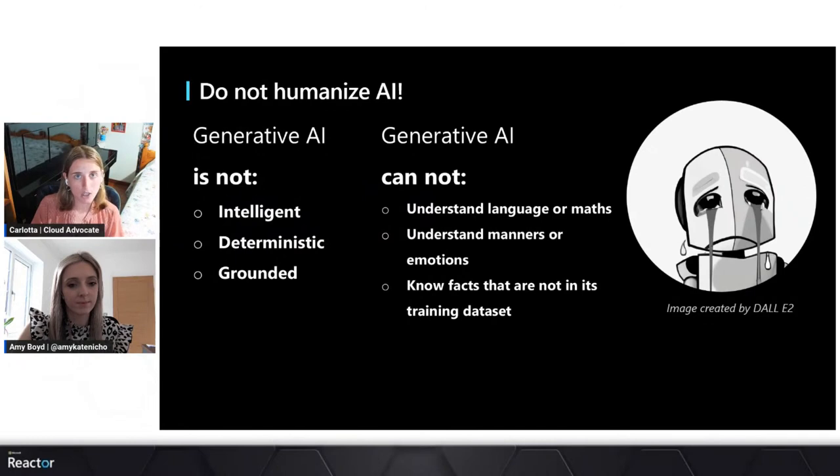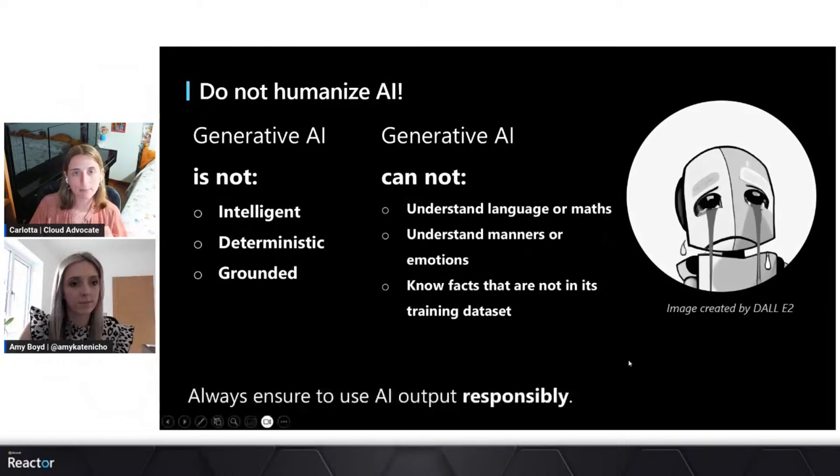Generative AI is not intelligent, it is not deterministic, because it can output different answers from the same prompt, and it's not trustworthy because it can hallucinate some answers. It cannot understand anything, basically, language, maths, or emotions, and it cannot know facts that are not in its training dataset, as GPT-3 didn't know, for example, about the death of Queen Elizabeth. This is important because we need to remind ourselves to use the AI output responsibly.